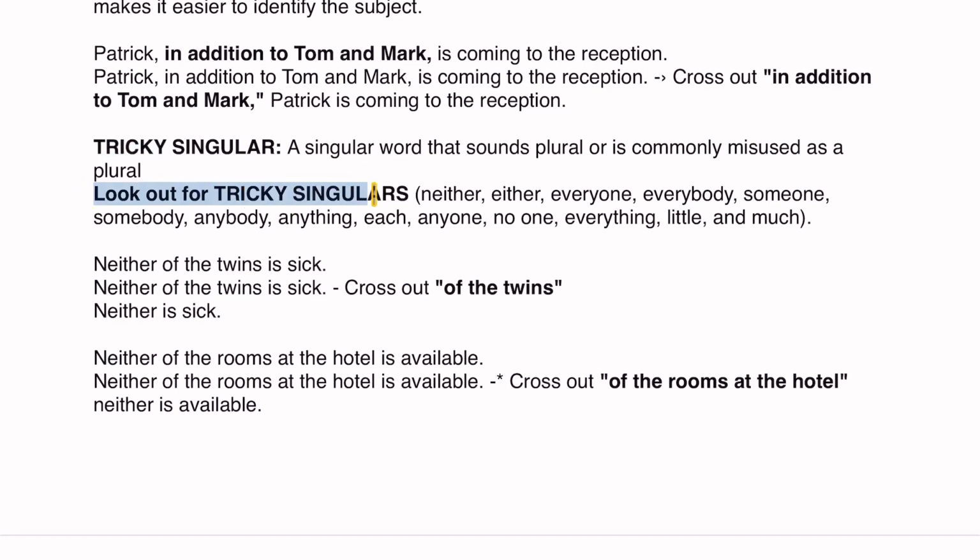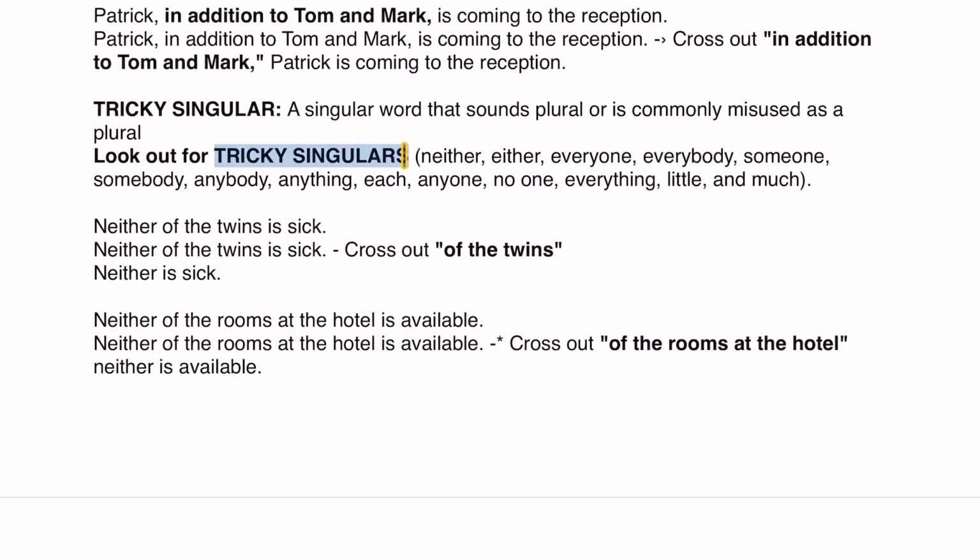Look out for these tricky singulars المشهورين: neither, either, everyone, everybody, someone, somebody, anybody, anything, each, anyone, no one, everything, little, and much. صدقني 3/4 الناس بيستخدموا دول كـ plurals وهم في الأصل singular. كفاية إنك تقول كلمة everybody دي على طول تترجم plural. مش everybody دي مجموعة يا مستر؟ مجموعة but it's actually a singular word. These are known as tricky singulars ودول يلخبطوا أي حد.